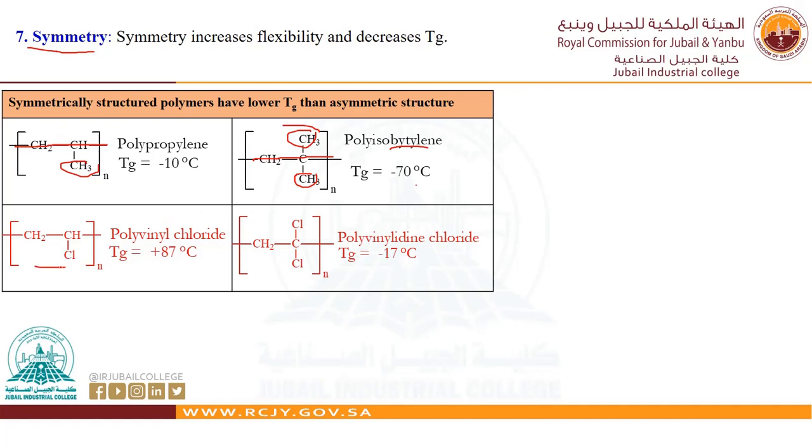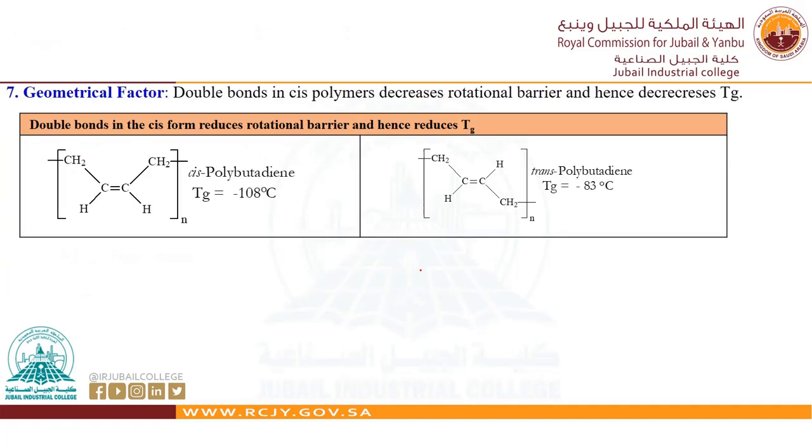Another example is vinyl chloride. Once you replace this hydrogen with another chlorine, you end up with polyvinylidene chloride, which is symmetrical, and because it is symmetrical, it becomes more flexible. More flexibility will decrease the Tg. And here you have 87, and here you have minus 174.